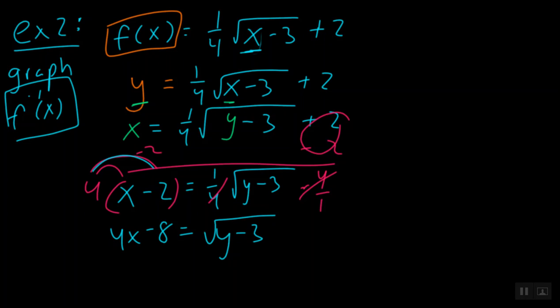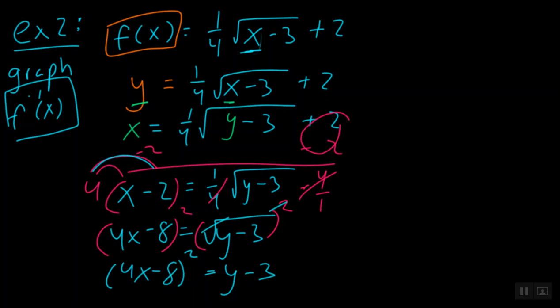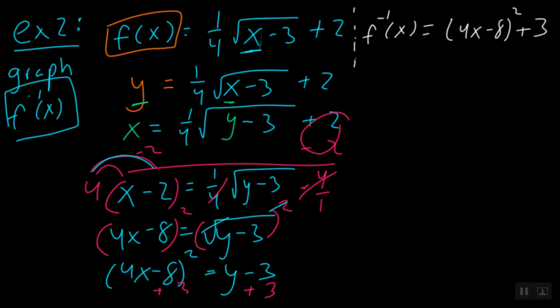Well, how do we get rid of a square root? We go ahead and we square both sides, and we now have 4x minus 8 squared is equal to y minus 3. The last thing that we would want to do is get rid of that minus 3 by adding 3, and you'll notice that we can write our final form of this inverse function as f inverse of x is equal to parentheses 4x minus 8 squared plus 3. And we now have exactly enough information to graph this.